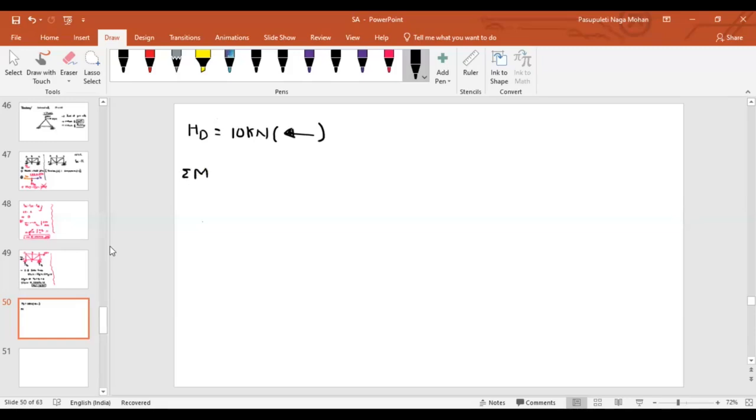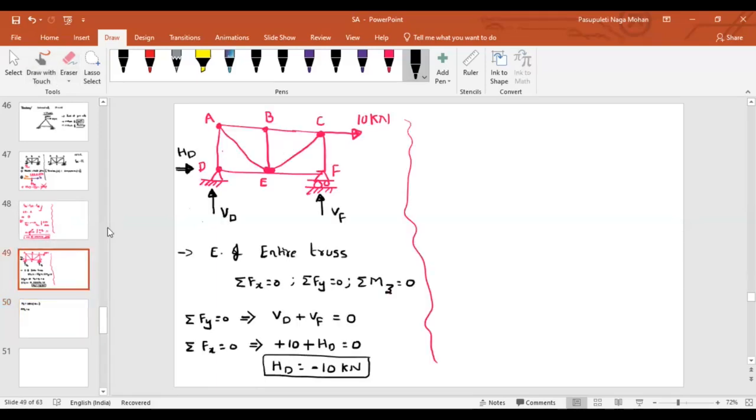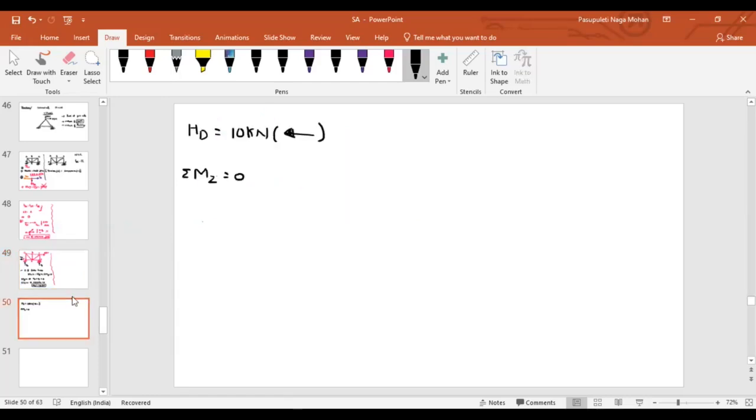Then, let us say consider the moment at any point is equal to 0. Summation of moments at any point. Now the question is, can you tell me in which point I can consider the summation of moments equal to 0? Out of these 6 points, A, B, C, D, E, F, what might be the best point? Or instead, let us say I'm writing, first of all, summation of moments at point E.